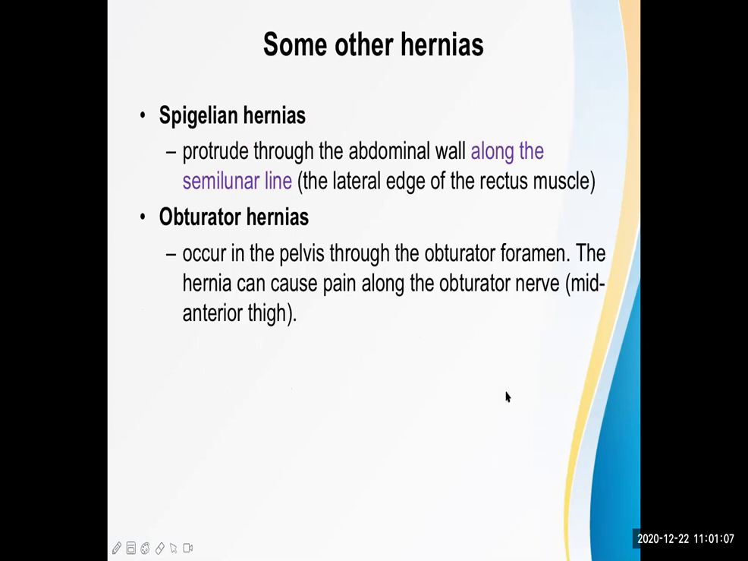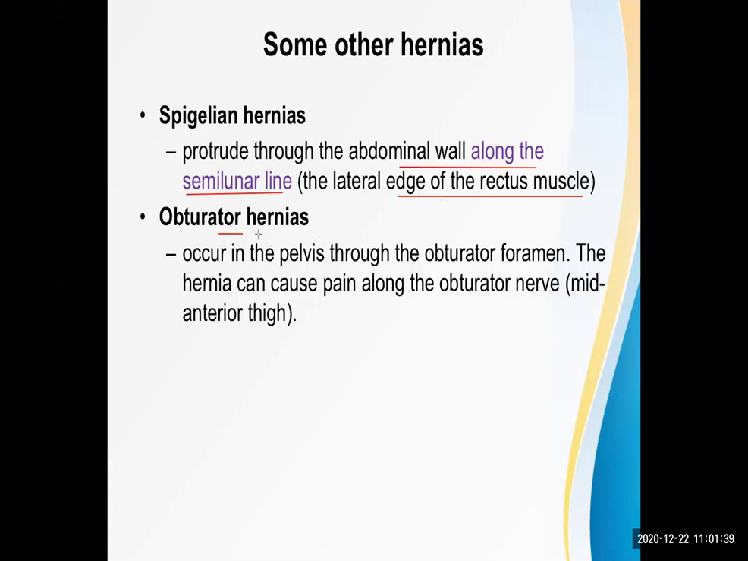Now, we have reached the last slide of this big topic. Spigelian hernia and obturator hernia. What are those? Just the meaning, okay? Now, Spigelian hernia protrudes through the abdominal wall along the semilunar line, that is linea semilunaris, and that is known as the lateral edge of the rectus muscle and rectus sheath. That is a relatively weak site. So through that, if the herniation occurs, we call it Spigelian hernia.